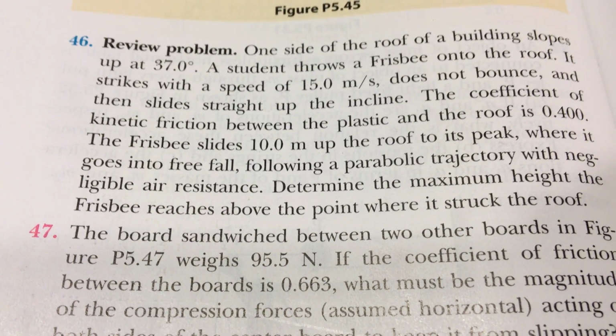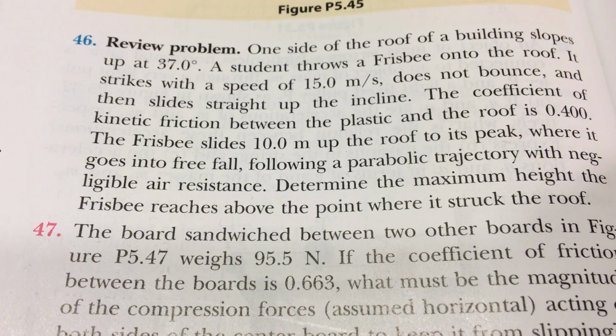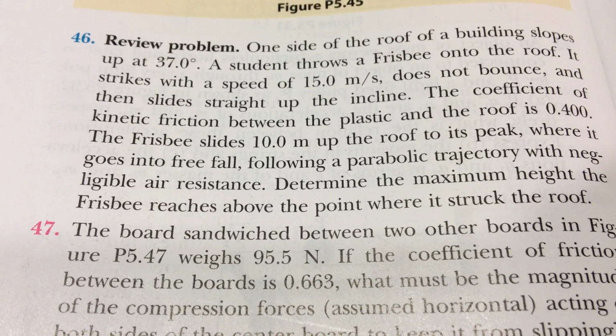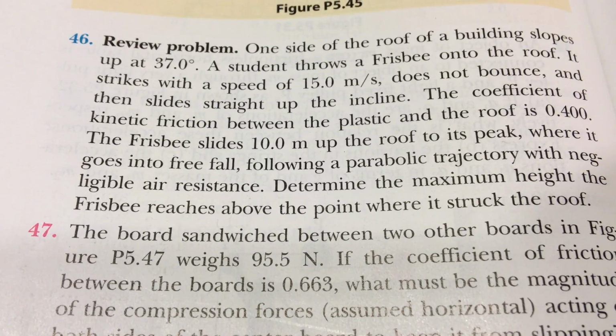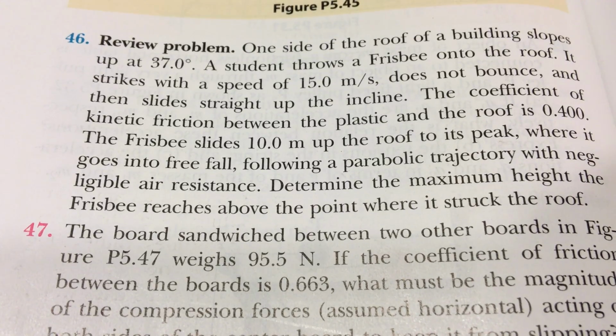Hey guys, I'm going to do problem 46 from the chapter 5 homework set. It's a review problem, so it's going to involve forces and kinematics. So let's get started. One side of the roof of a building slopes up at 37 degrees.